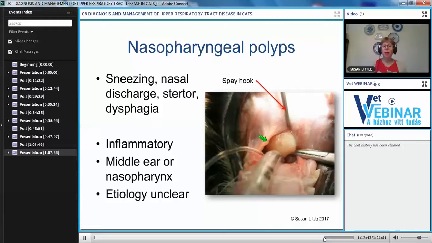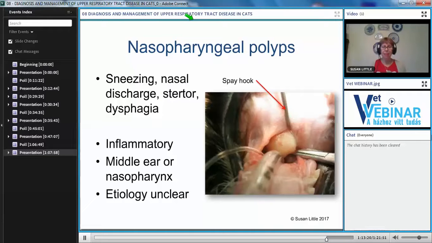So these are inflammatory polyps that initiate in the middle ear or the nasopharynx, and they may grow down so that they appear above the soft palate, or sometimes they appear in the external ear canal. That's the other place we sometimes see them. We don't really know what causes these. They might be as a consequence of an initial viral infection, but we don't know. So these cats won't respond to traditional treatment, but one of the big tip-offs for me is this stertorous breathing. So that always makes me think of nasopharyngeal polyps.